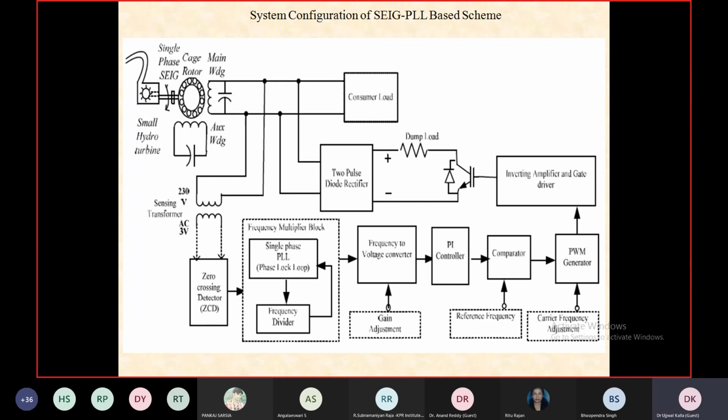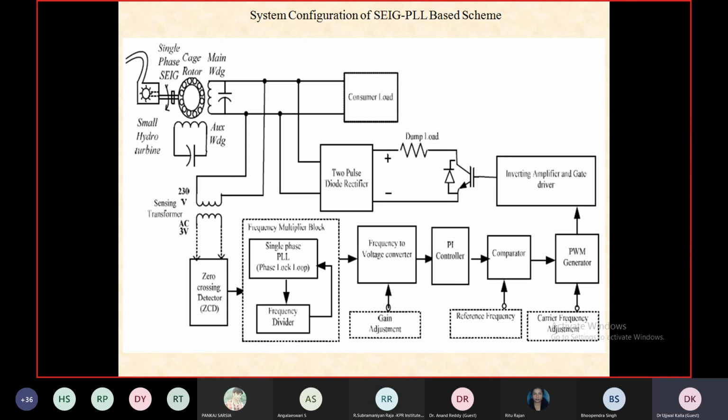Now the rotor, which is a squirrel cage rotor in this single phase induction generator, is mechanically coupled with the small hydro turbine. Although we may also couple this rotor with a wind turbine or maybe a diesel generator.